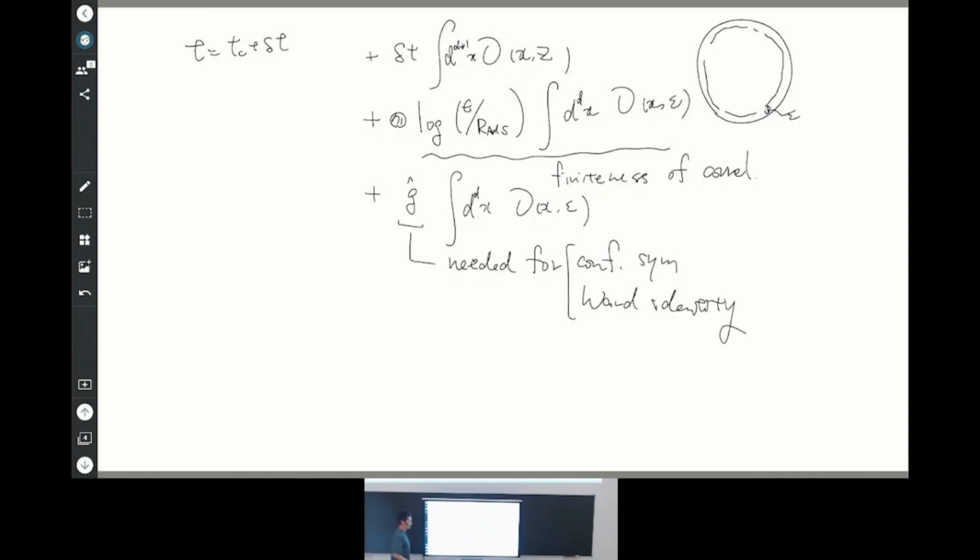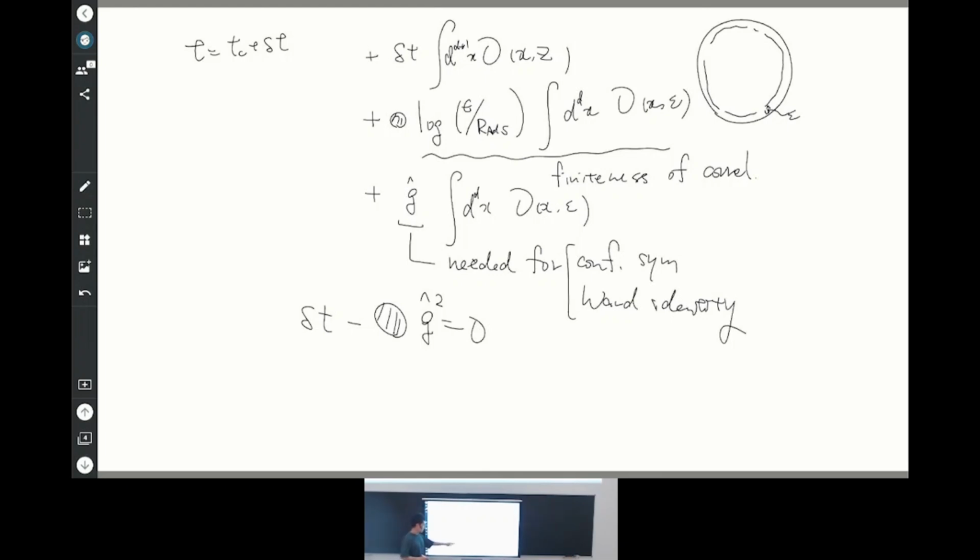Requiring the Ward identity to be satisfied, you get an equation of the following form: delta t minus some number times g hat squared equals 0. So this formula is telling you that, in order to have a unitary theory, you need to make this g hat real, because otherwise it leads to a complex CFT.